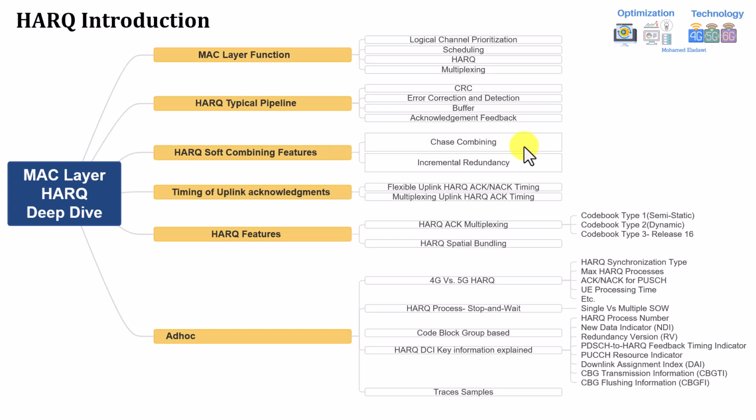So this will be the main content of today, as you can see here. Initially, we'll go through a high-level introduction about the MAC layer, what it does, from a high-level perspective. This shouldn't take more than 2 minutes. Then we'll be covering a lot of other details about the HARQ typical pipeline, some features like soft combining, the timing of the uplink, and other features related to multiplexing and spatial bundling and so on. And these will be covered in between, except for the 4G versus 5G HARQ, which will be the end of this session. But whatever we're going to discuss today almost covers everything you need to know about 5G HARQ. So stay tuned and let's see what we have in the next slides.